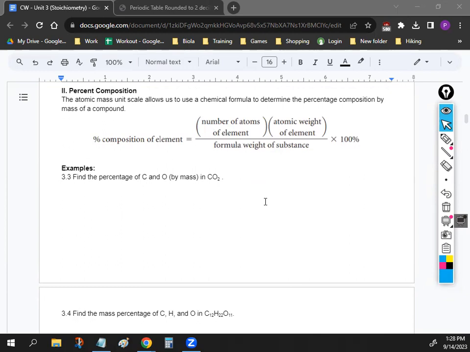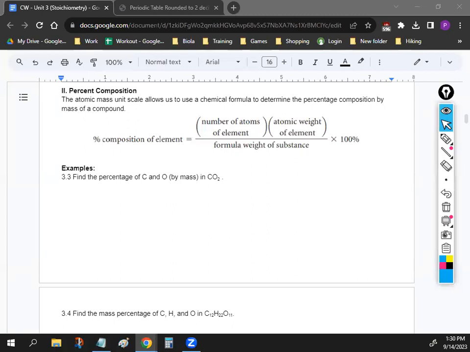Basically this tells us that we can find the percent by mass of an element by using the formula weight of a compound. So I'll explain how that works using this formula in a second. It's just another percentage formula, but I want you guys to copy this equation down, and then I'll show you how to use it in about a minute or so.